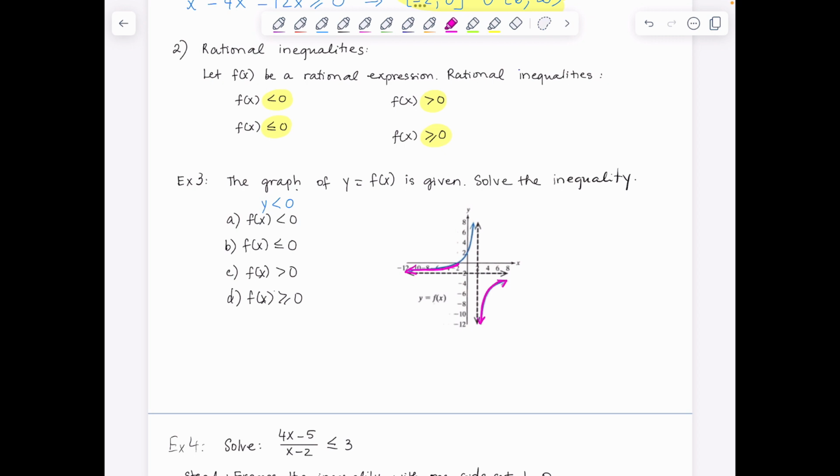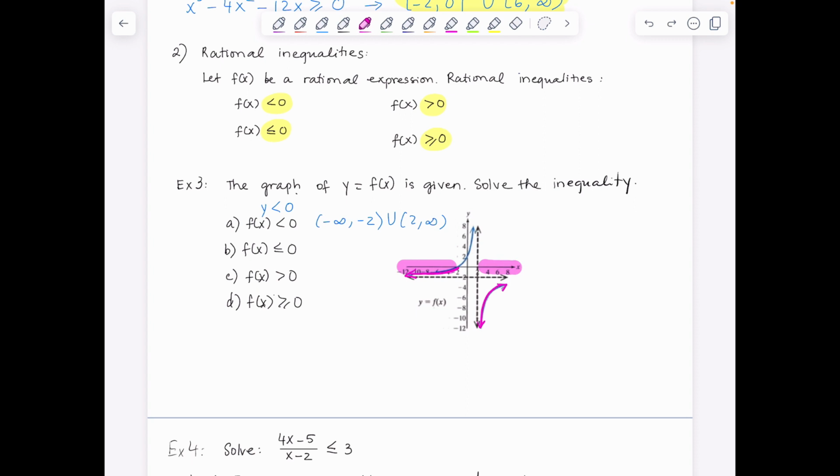Now let's determine the x intervals for those pieces of the graph. With the first curve, I see that x travels from negative infinity all the way to negative 2. So the interval would be negative infinity to negative 2. And then the second curve looks like it goes from that vertical line, so that's from positive 2 all the way to the right. So that's going to be 2 to infinity.